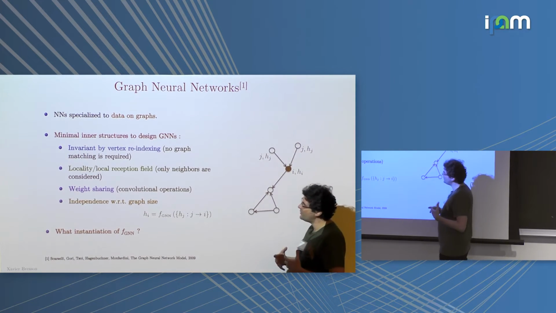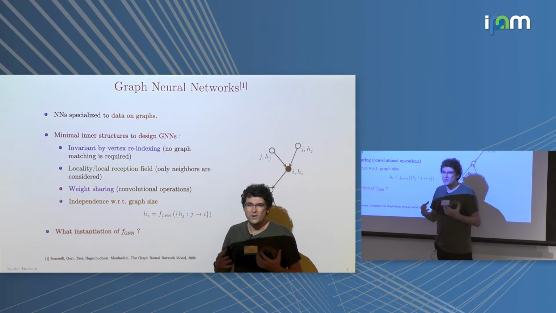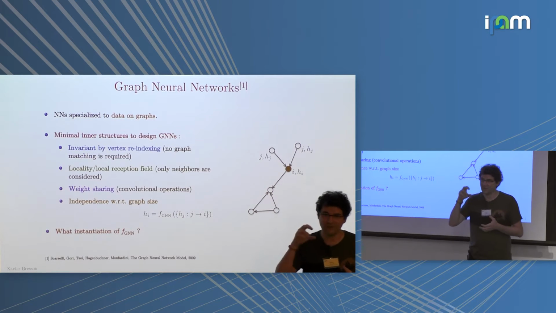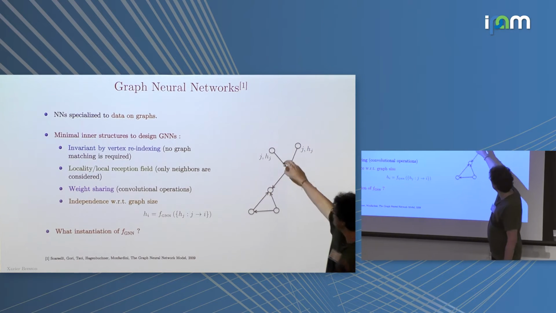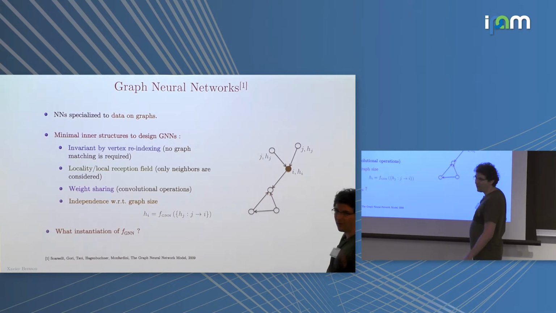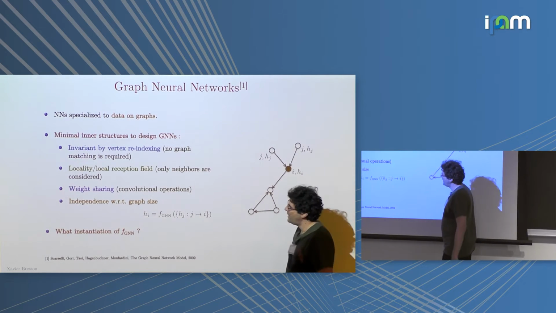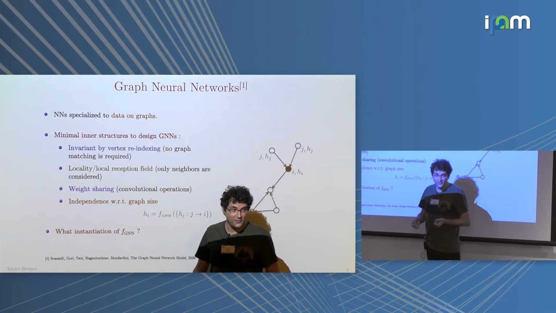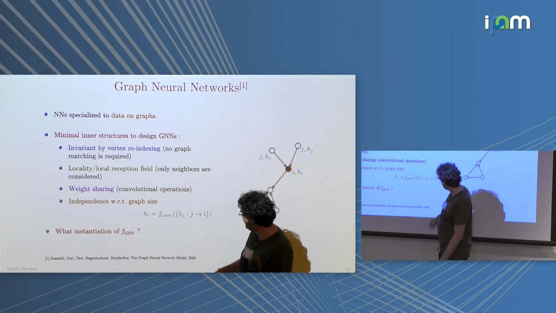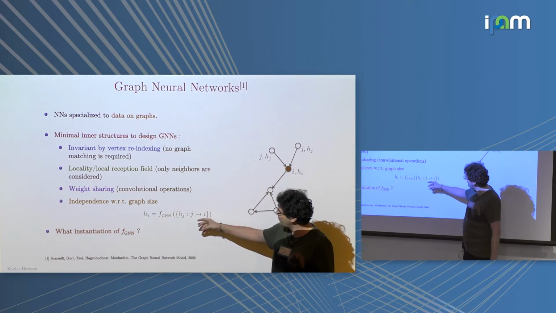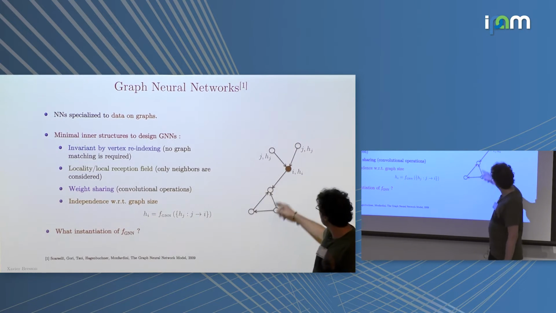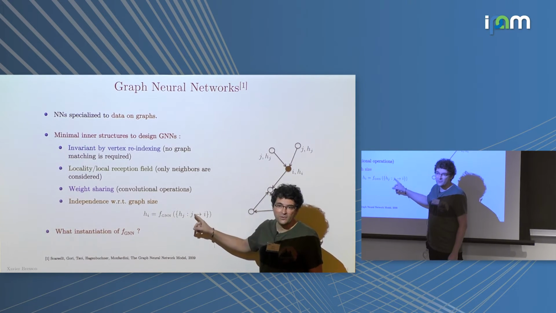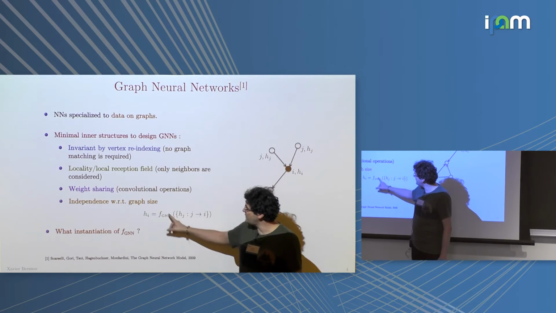Then you don't want to have too many parameters. So you would like to have some kind of convolution operation. So you have some weights, and you want to apply these weights at different locations in your graph. So you want to do weight sharing. And finally, you want your graph neural network to be independent with respect to the size of your graph. Okay? So at the end of the day, the only equation you can do to represent one vertex i is a function that we apply on your neighborhood. And the question is, what is this function?